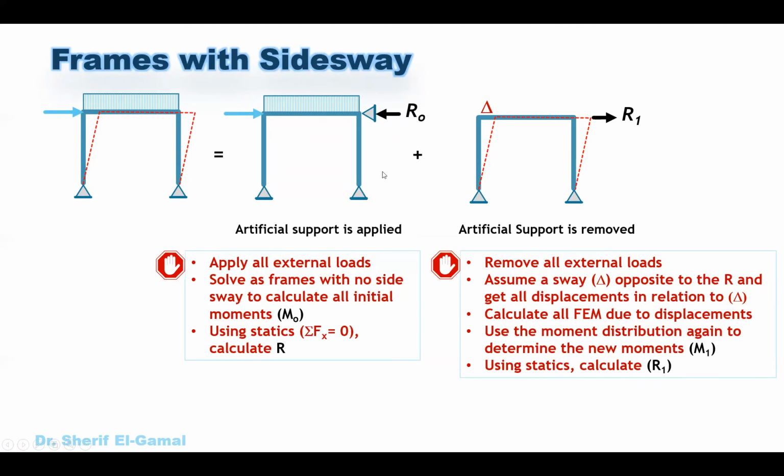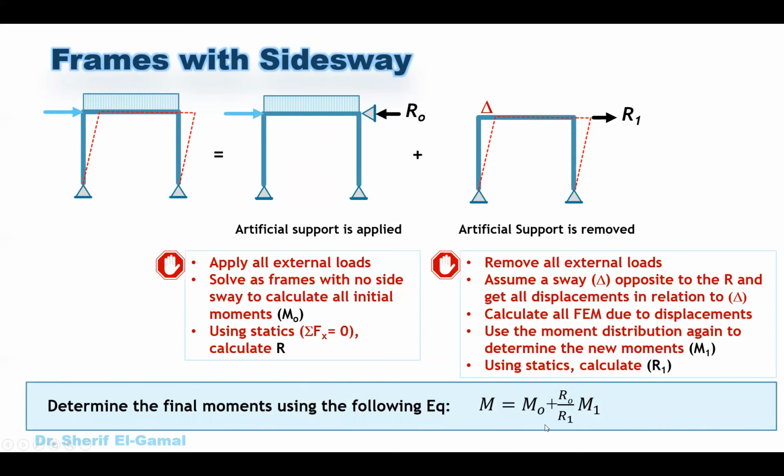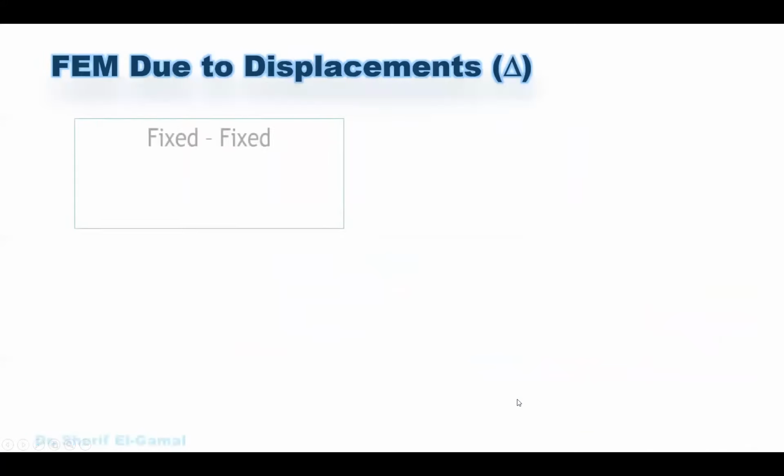Once we got the M0, R0, M1, R1, we can use this equation to get the moment. The final moment equals M from the first case plus R from the first case divided by R1 from the second case multiplied by M1. So M equals M sub 0 plus R sub 0 divided by R sub 1 multiplied by M sub 1. Okay, let's see together how to do that.